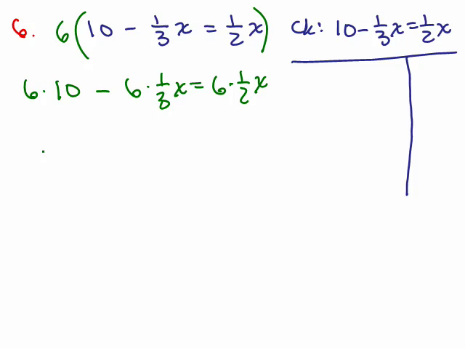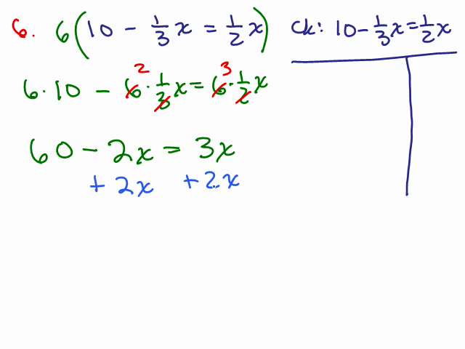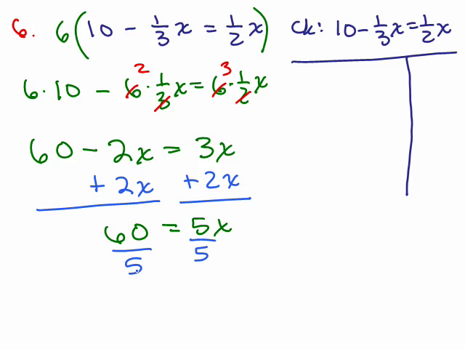So I've got 60 minus, now what happens here? The 3 goes into the 6 2 times, so that becomes 2x. And 6 times 1/2, the 2 goes into the 6 3 times, and I get 3x. All right, now it's an easier problem. I've eliminated the fractions. So I need to put the variables on one side of the equation. So let's add 2x to both sides. So I have 60 equals 5x, and then divide by 5. So I'm going to get 12 equals x, and I'm just going to write that as x equals 12.